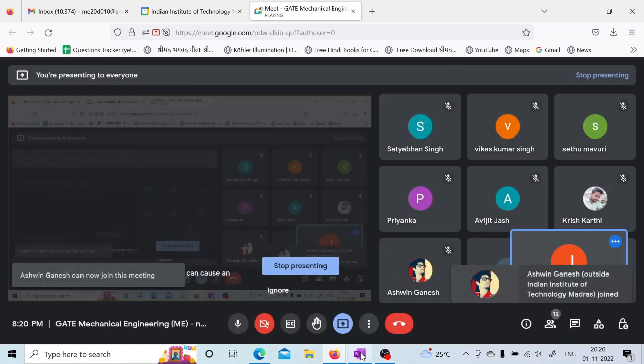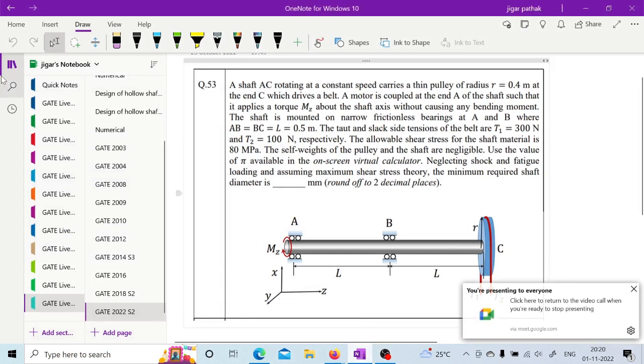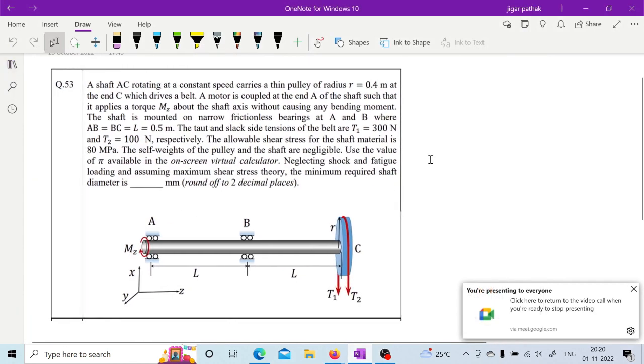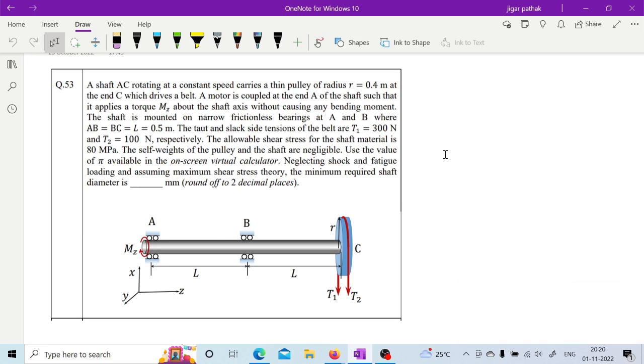Here a shaft AC is rotating at a constant speed, carries a thin pulley of radius 0.4 meter at the end C, which drives a belt. A motor is coupled at the end A of the shaft such that it applies a torque Mz about the shaft axis without causing any bending moment.